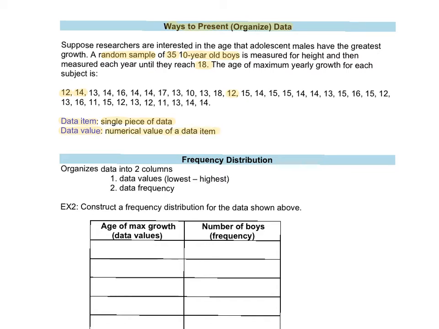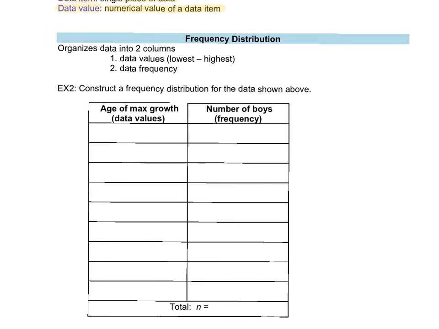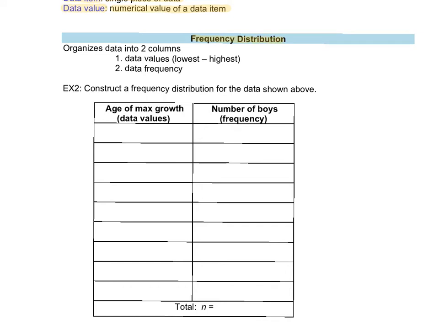Now, one way that we can arrange all of this is in what we call a frequency distribution. A frequency distribution is just a table. It'll organize our data into 2 columns. The first column is going to be the different data values we have, and typically we go from the lowest to the highest, but depending on your research, it doesn't have to be that way. So that would be this first column. The data values in our case would be the age of maximum growth. The second column will be what we call the data frequency. How many are there? So that would be the number of boys.